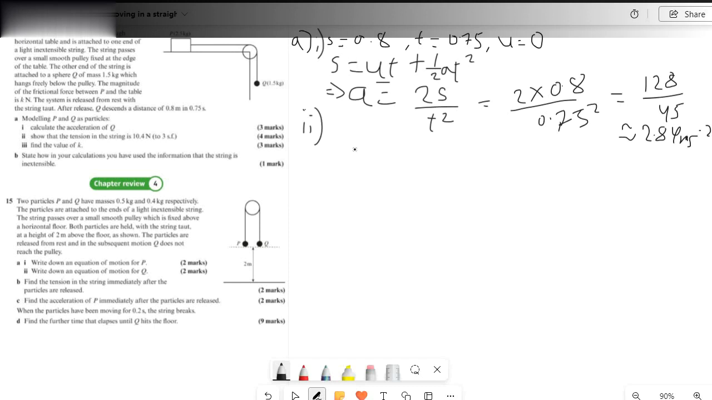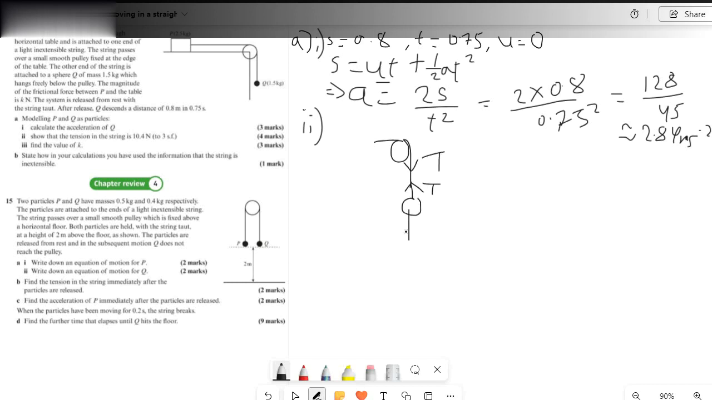For number 2, we have to show that the tension in the string is 10.4 to 3 significant figures. So we have to draw the diagram to understand. If this is the pulley, then this is tension and this is also tension.